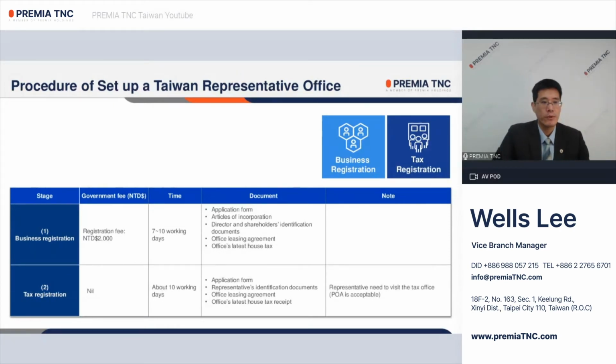The incorporation process for a rep office is quite simple. You only need to do the business registration and tax registration. The required documents are similar to the limited company, and the total time frame is only around 3 weeks. It is much faster than a limited company and a branch because there is no bank account opening involved, so it saves a lot of time.